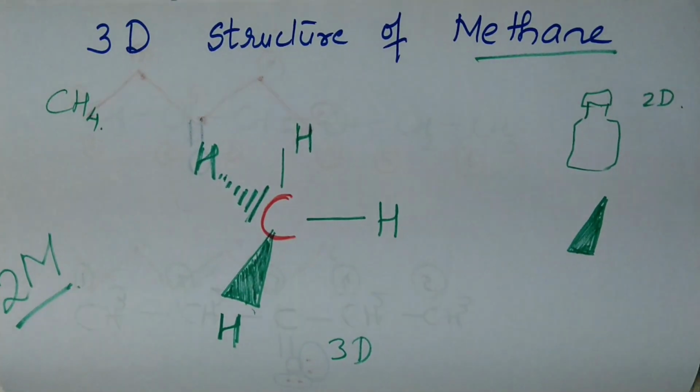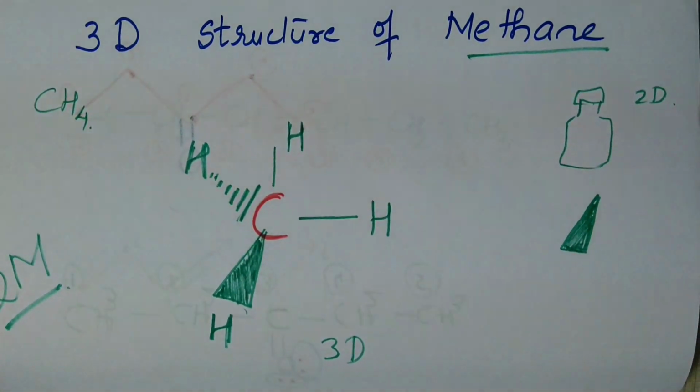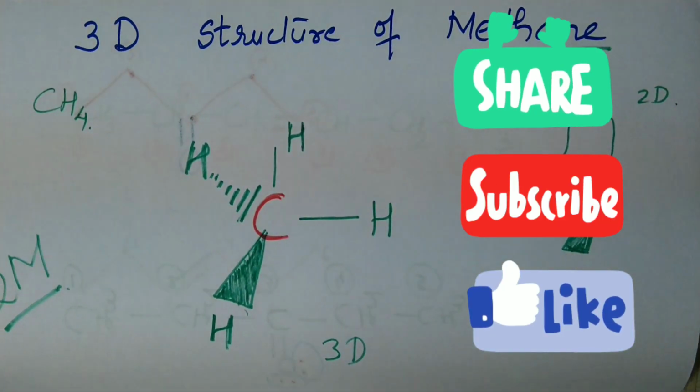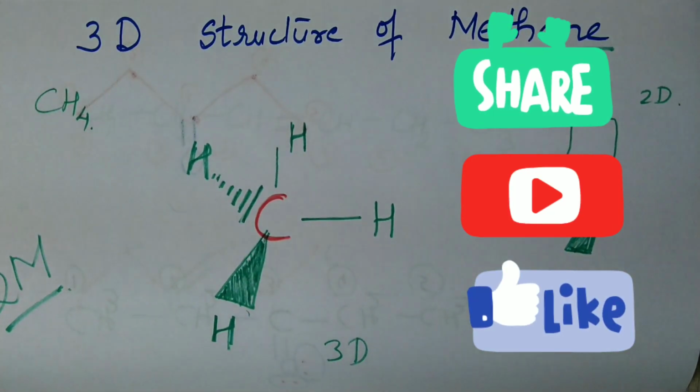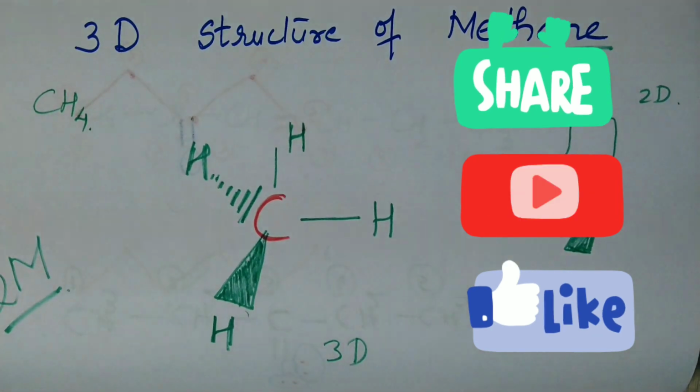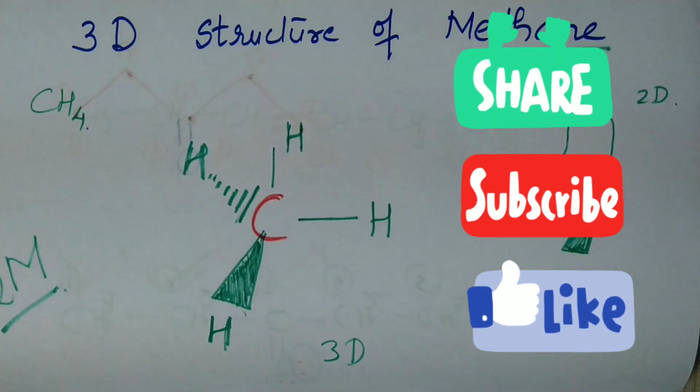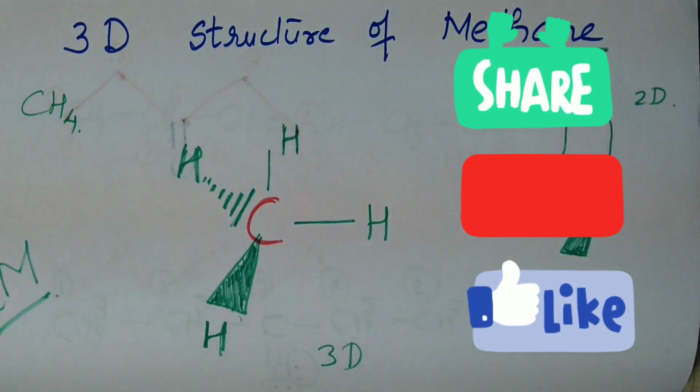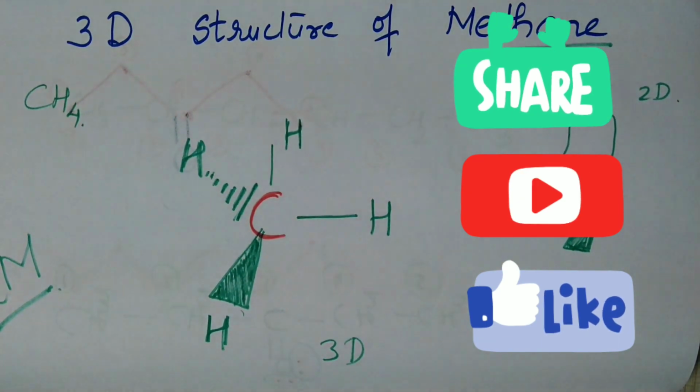Hope you have followed the structural representation of organic compounds. Which are they? Dot structure, dash structure, bond line structure, and condensed structure. So in the next class we shall be learning about classification of organic compounds. Thank you. Bye bye.